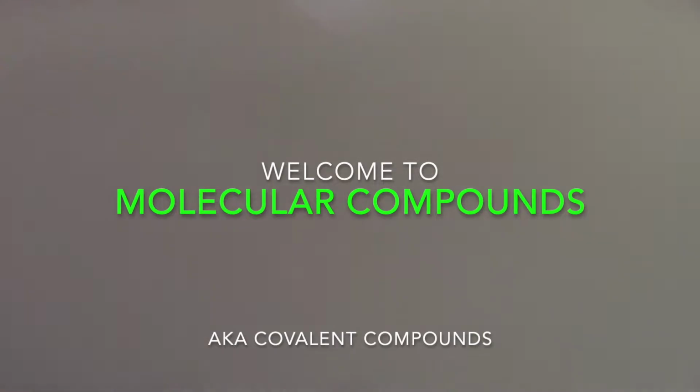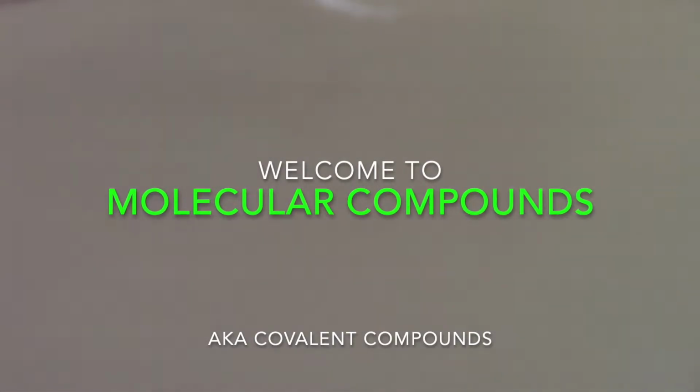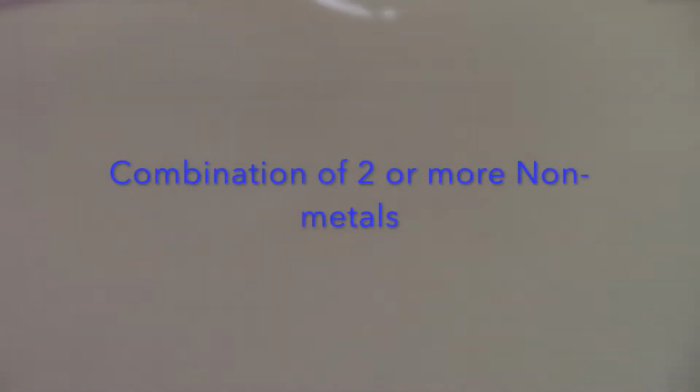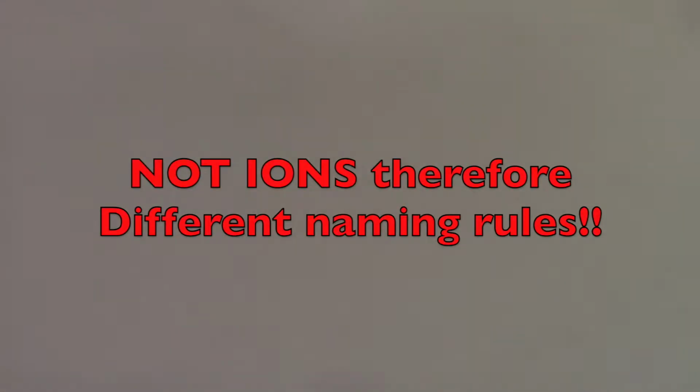Molecular compounds are known as covalent compounds as well. They are nonmetals. So it's a combination of two or more nonmetals. For the purposes of this video, we're going to keep it simple and just do a combination of two different nonmetals. And what you first need to know is that these are not filled with ions. Those are for ionic compounds. So they don't have charge. They're sharing electrons, and they're just happy in their own little way.